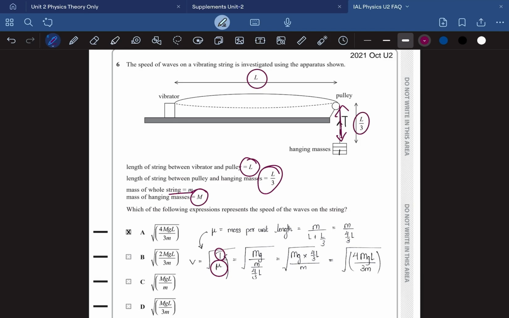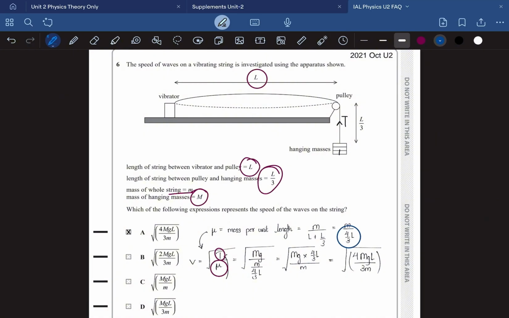This was a bit tricky to understand: you will have to take the full length of the string. We always take the full length. In previous questions we only saw this part. There was never a part like this in the question, right? But here, as they have this part as well, it says mass per unit length of the string. Unit length means the whole length of the string. So L plus L by 3 is 4 by 3L.